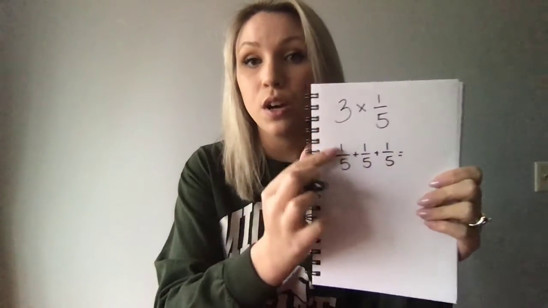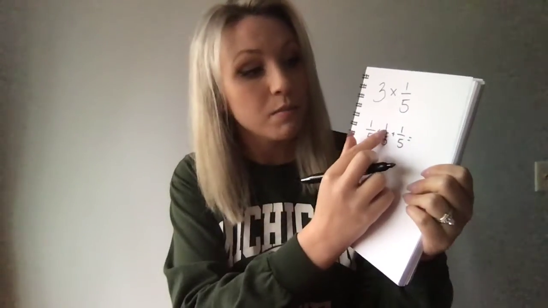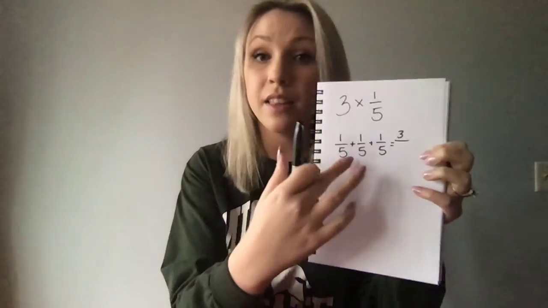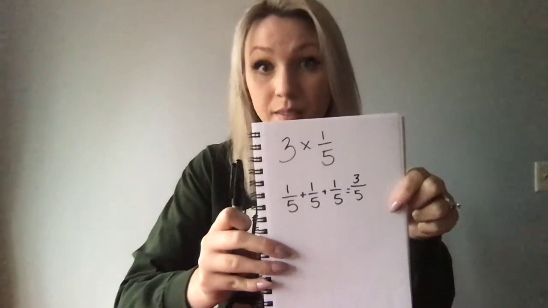So I'm going to add 1/5 plus 1/5 plus 1/5. And I added those 3 times because, again, 3 is part of our equation. So I check the denominators first. If the denominators are all the same, which they are in this case, then we can just add the numerators straight across. So 1 plus 1 plus 1, our numerator will be 3, and then the denominator stays the same. So that means that 3 times 1/5 would get you 3/5.